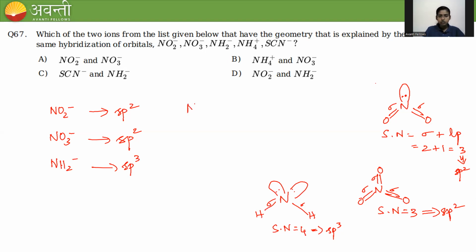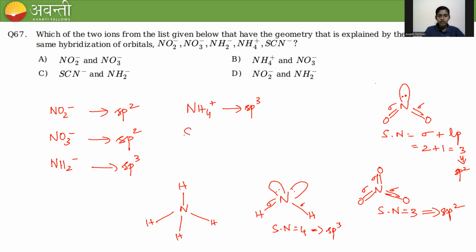Then coming to NH4 plus, the ammonium ion, the hybridization for the ammonium ion is sp3. NH4 plus: there are 4 sigma bonds. So the steric number is 4, so sp3.